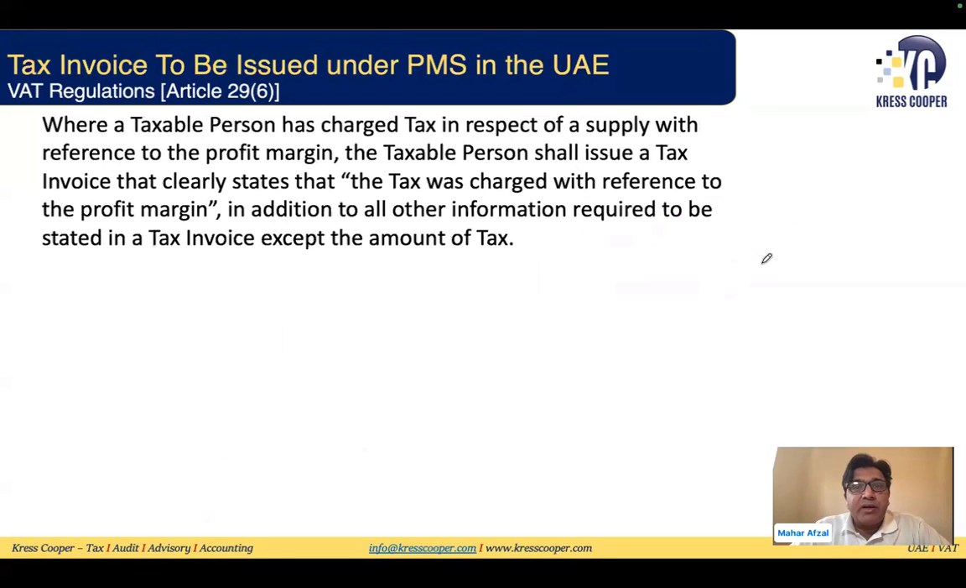For the invoice to be issued under the profit margin scheme, we have already discussed that you cannot issue an invoice which carries the VAT on its face value. You can issue the invoice carrying one gross value, and one line will state that the tax was charged with reference to the profit margin scheme. This is the requirement of the law mentioned in Article 29 of the regulations.